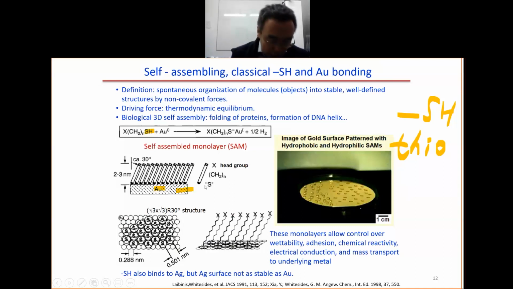As you can see here, they form a really well organized layer. They are all tilted at 30 degrees, all pointing along the same direction. That's why it is called a self-assembled monolayer. The thickness is a few nanometers. This head group here determines the property of the self-assembled monolayer. For example, this X here can be hydrophobic, or it can be hydrophilic.